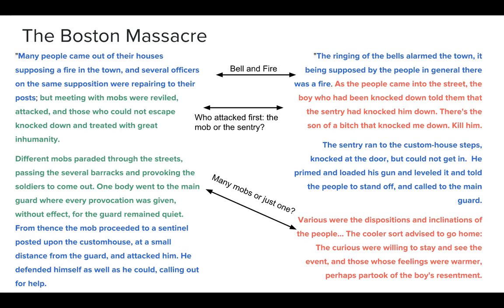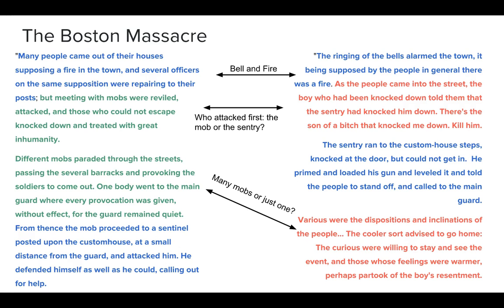So as we can see on the screen there, I would suggest pausing the video here and just reading through the two accounts. But as you can see, both retellings are about 50-50 similar and 50-50 different. Both men identify that there was a bell ringing, and when everyone came out into the town of Boston, they assumed that there was a fire because the bell was ringing. But then they differ on who was attacked first, the mob or the sentry.